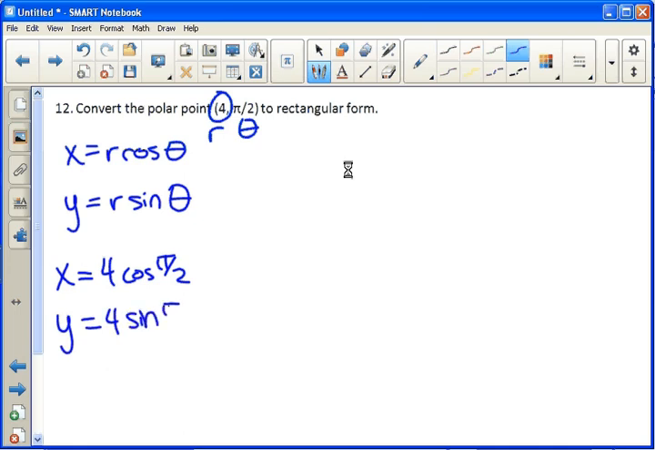And if you know your unit circle, you don't need the calculator. Cosine of pi over 2 is 0. 4 times 0 is 0. Sine of pi over 2 is 1. 4 times 1 is 4. So it turns out that as a polar point, 4, pi over 2 is equivalent to the rectangular point 0, 4.